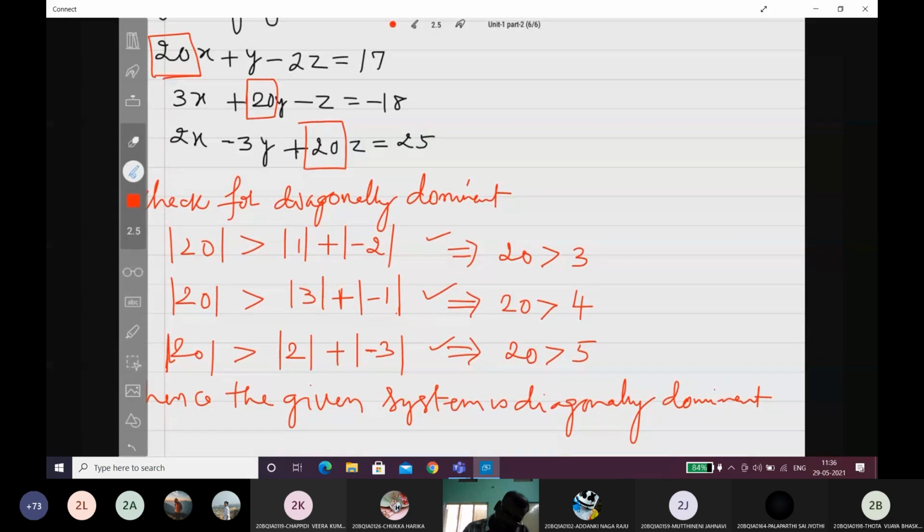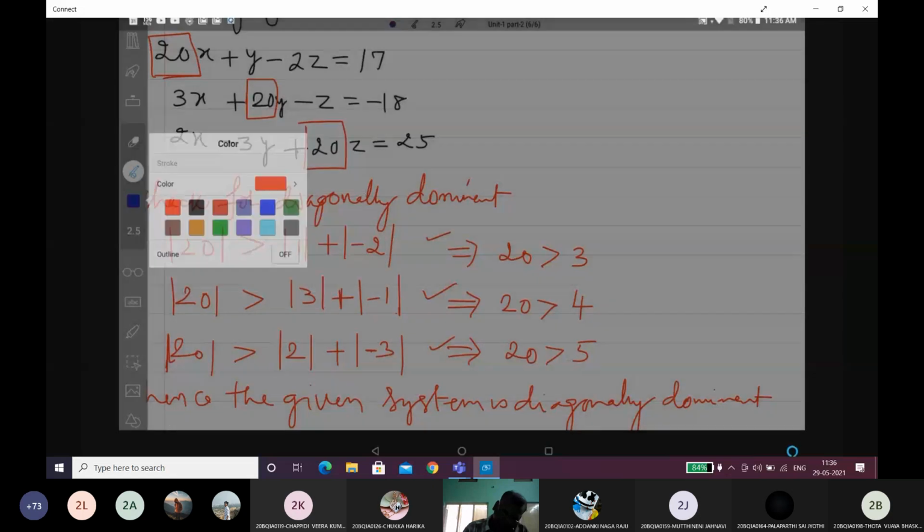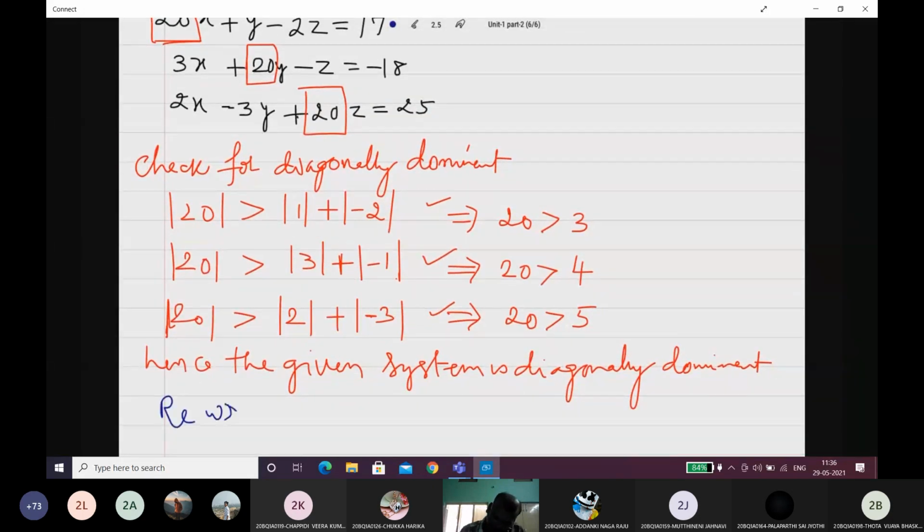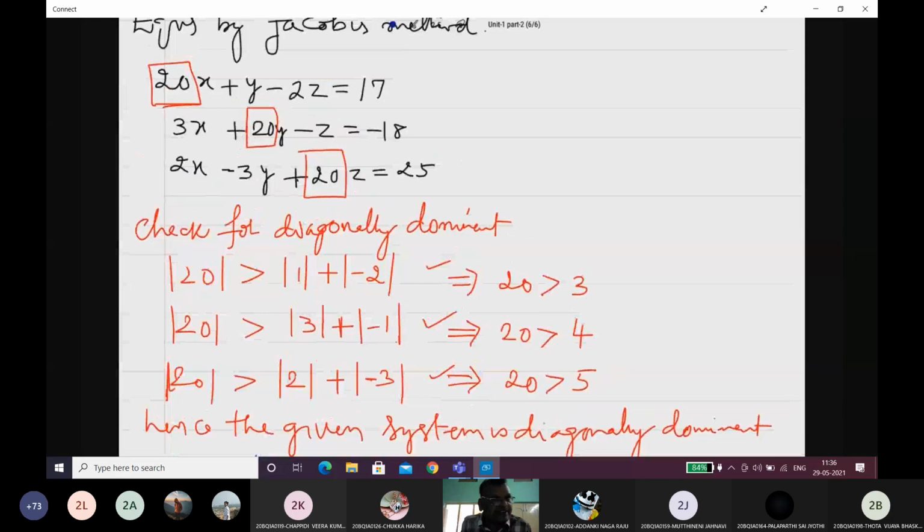Coming to the second step, rewrite the given system. From the first equation, we can find the x value. From the second equation, we can write the y value. From the third equation, we can write the z value.